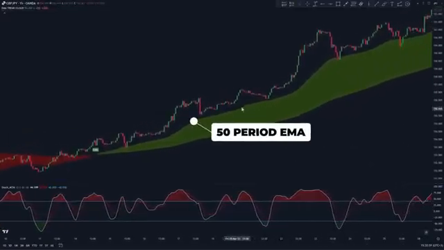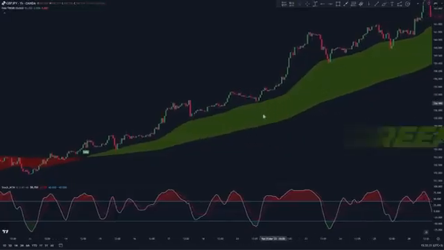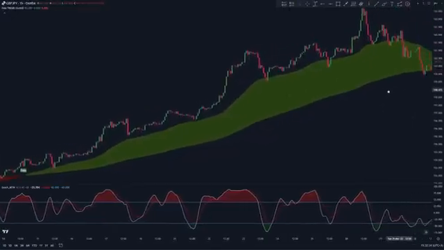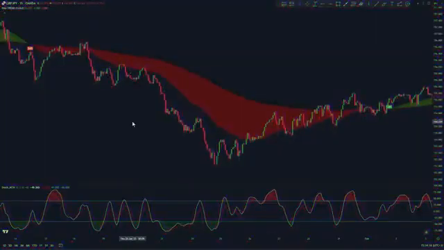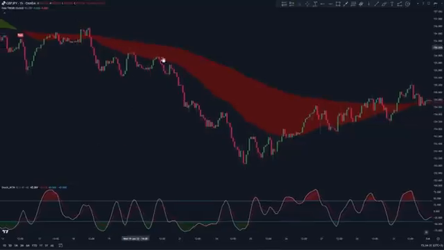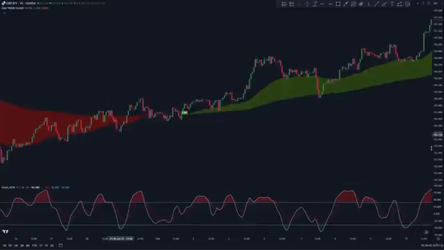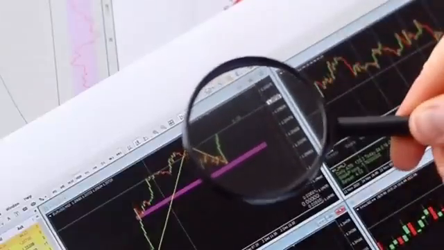And now we have this beautiful trend cloud on our chart, which is just composed of the 50-period EMA at the top and a 200-period EMA at the bottom. The space between the two EMAs is filled with a green background color whenever the 50-period EMA is above the 200-period EMA, indicating a bullish trend. Conversely, whenever the 50-period EMA is below the 200-period EMA, the space is filled with a red background color, signaling a bearish trend. This visualization makes it easy to see when the market is in a bullish phase or in a bearish phase without needing to look at the individual EMAs.